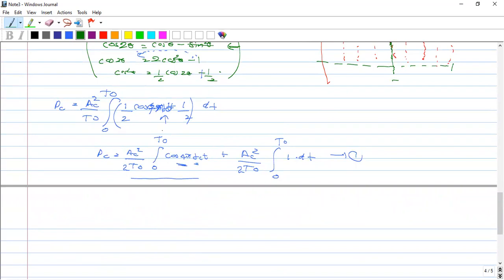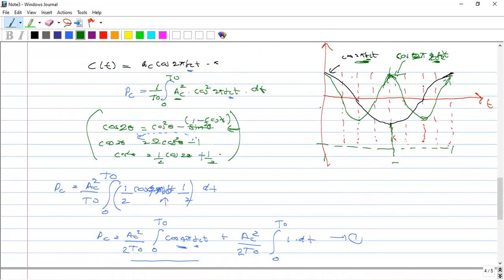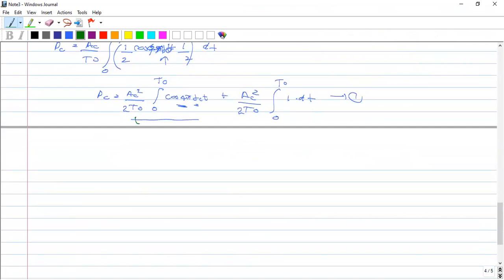From 0 to T naught. So you can remember that T naught is this value. So we have to integrate these two cycles from 0 to T naught. Then you can see that this part and this part cancel out, this part and this part cancel out also, and this part and this part cancel out. So you will get 0 here. If you integrate this from 0 to T naught, you will get 0.